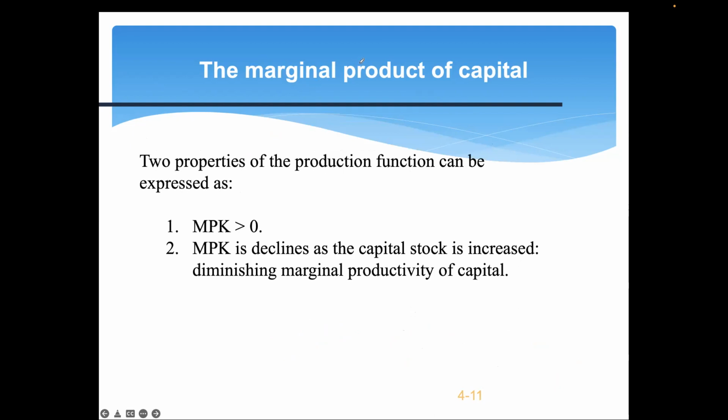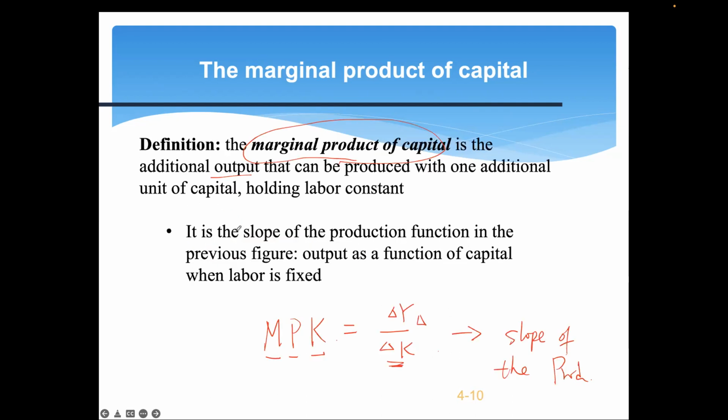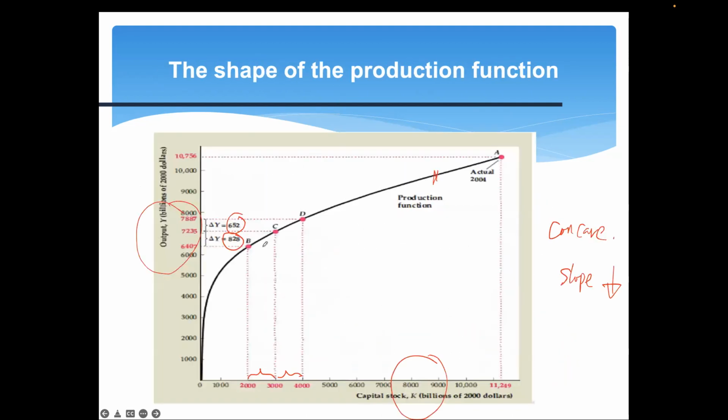Regarding MPK, there are two further properties. One I already mentioned: MPK is declining. The other one is obvious: MPK is positive, meaning the slope is positive. Let's go back. First, you can see the curve is increasing. Second, if you put a tangent line on the curve, the slope is positive.